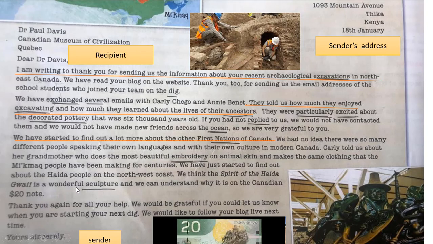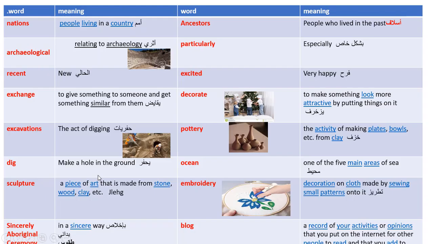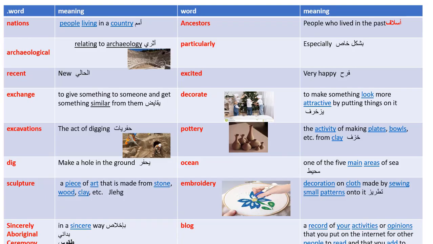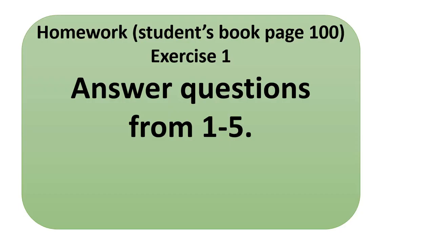Now, if you go back, what does the word sculpture mean? As you see here, sculpture is a piece of art that is made from stone, wood, or clay. So what I want you to do is learn these words, read them at home, learn the meaning by heart, and try to put them in meaningful sentences.